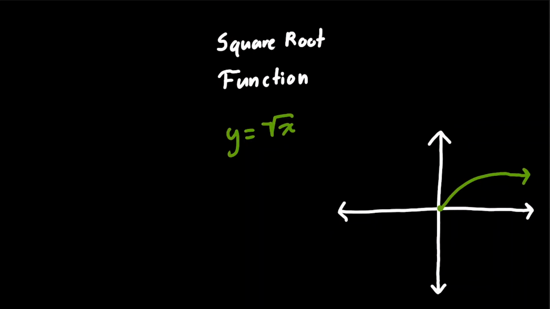Up next, we have the square root function. This function is not continuous, only going off infinitely in one direction but not the other. It is represented by the equation y is equal to square root of x, and its graph looks like this.